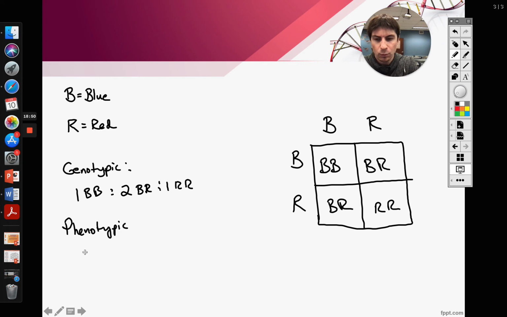Phenotypic. There is going to be 1 big B is blue. 2 are big BR, which is going to be purple. And then one of them is going to be RR. I sound like a pirate there, but that color was red. All right.